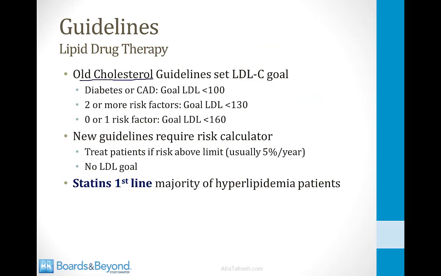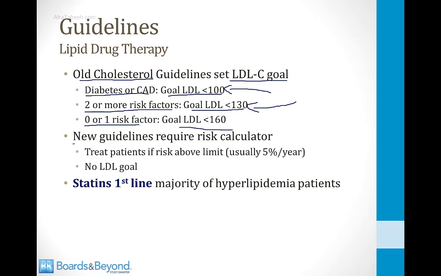There are some older guidelines that I learned in med school that are still used by many clinicians that advise you to treat based on a goal LDL cholesterol. These guidelines say that for patients with diabetes or established coronary disease, the goal LDL cholesterol is under 100. So if the level is higher than 100, you administer a drug, usually a statin. If the patient does not have diabetes or coronary disease, but they have 2 or more risk factors, the goal rises to 130, and you only treat if the LDL cholesterol is above 130. And then finally, for patients with 0 or 1 risk factor, the goal is 160, and only if the LDL cholesterol is above 160 do you treat, usually with a statin.